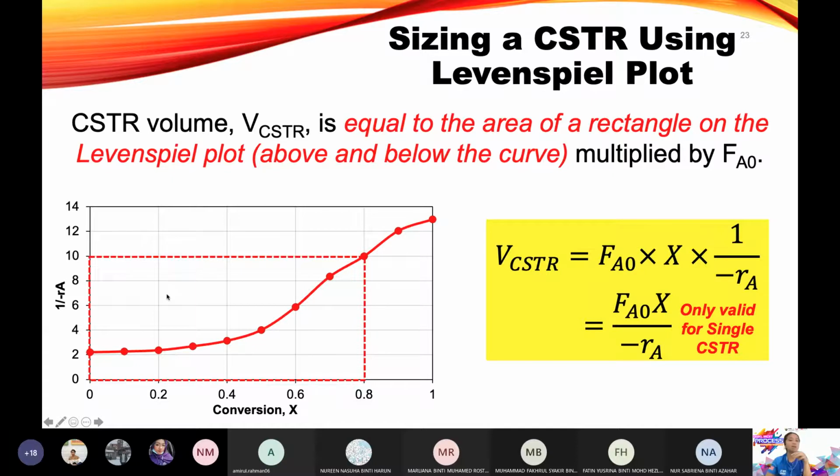Okay. So the area above and below the curve, and you multiply with FA0, is equivalent to the volume of the CSTR. Sebab tu dia akan guna graph. Sebab graph tu kamu boleh imagine, okay, saya kira luas bawah dan di atas curve, saya darab dengan FA0, saya dapat volume CSTR. Okay, so that's why kita guna curve, Levenspiel plot untuk mencari volume CSTR.